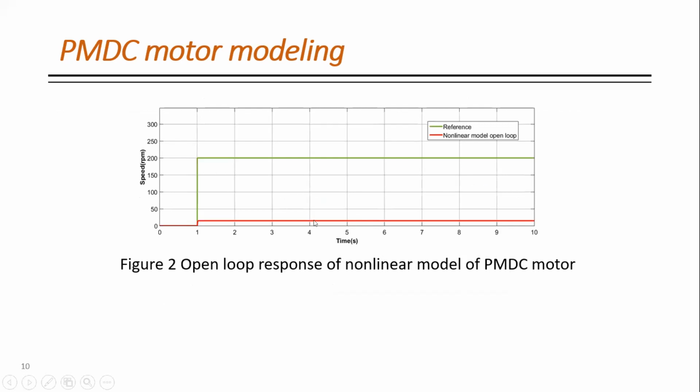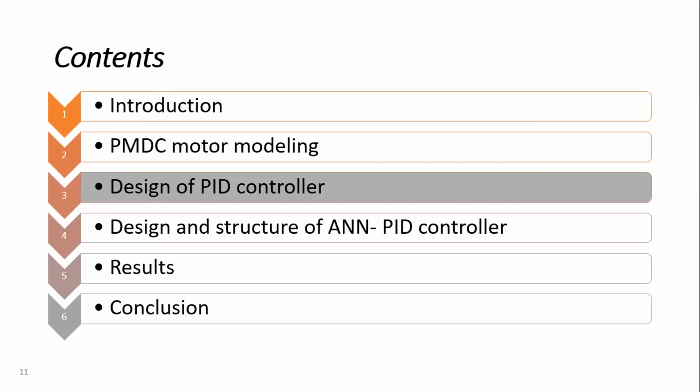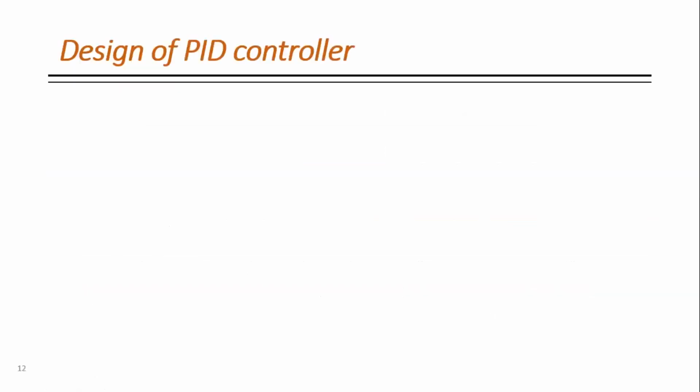Here, this figure represents the response of the system in open loop. We notice here there is a big overshoot in the curve that's undesirable. So it's crucial to design a speed controller of the DC motor at different desired speeds. Now let's speak about design of PID controller.